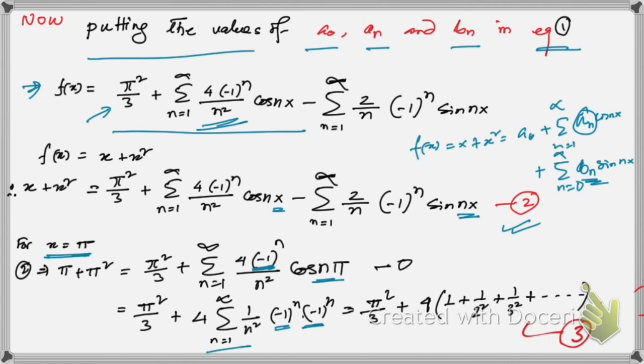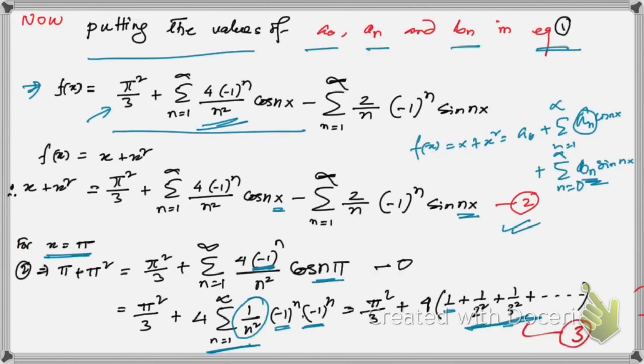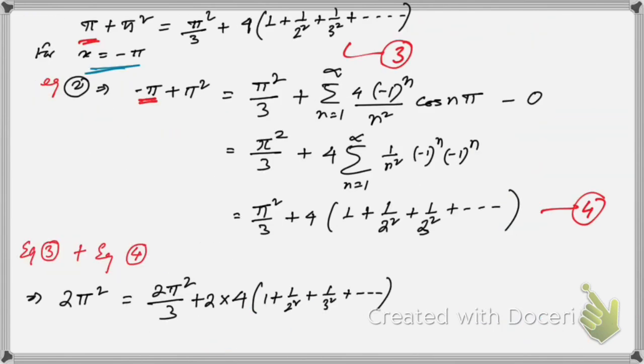So here the summation is from 1 to infinity. If you put 1 to infinity in n, then you will get 1 by 1 square, that is 1, 1 by 2 square, 1 by 3 square. Instead of 1 by n square, we can expand this way, right? So this is equation number 3. Similarly, if you put minus pi... this was equation number 3, I have written the equation number 3 again here.